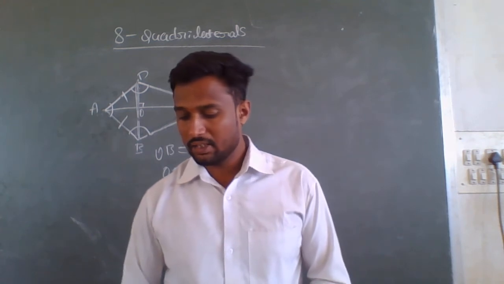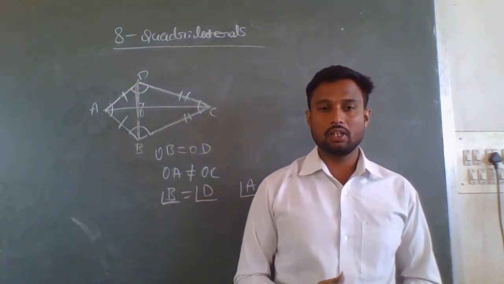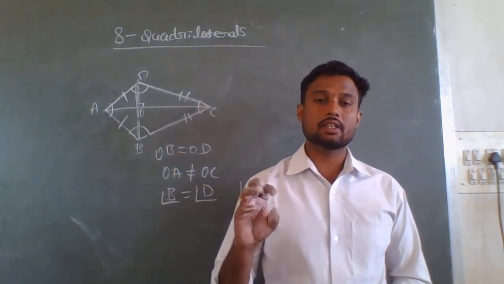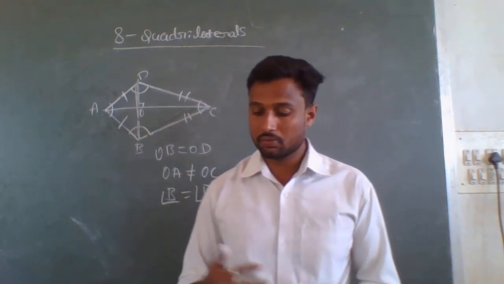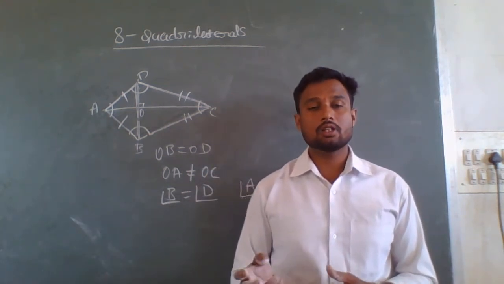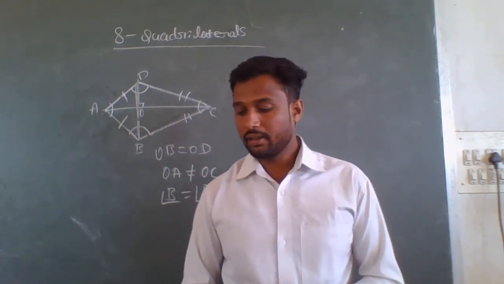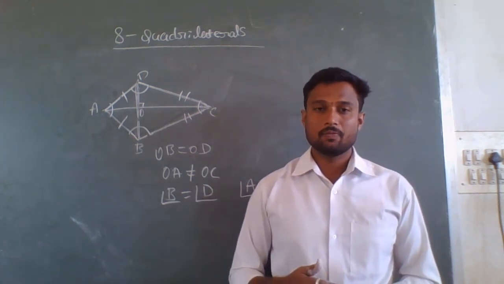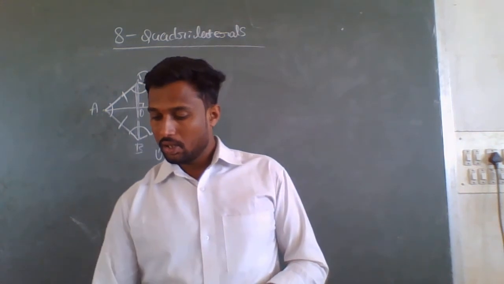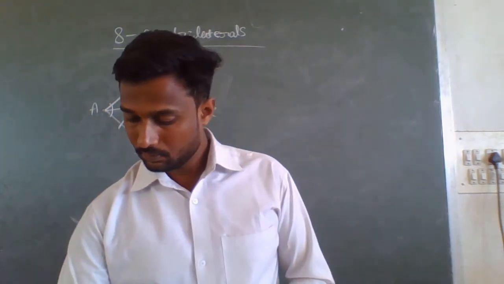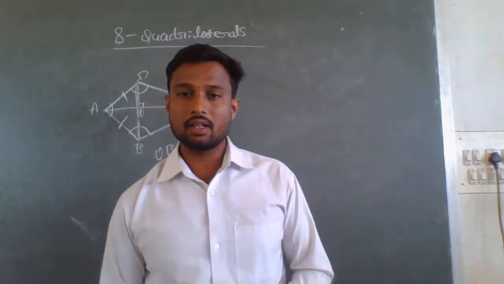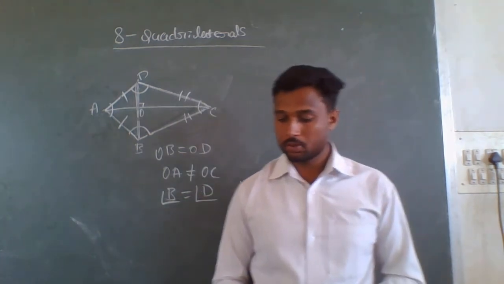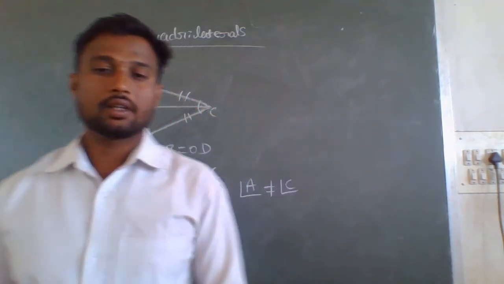Next one is the square. A square is a rectangle only, but here all the sides are equal. The only difference between a square and a rectangle is that all the sides are equal. Other than that, in a square also opposite sides are parallel and equal, diagonals bisect, and all the angles are 90 degrees. This is about the square. And the last one is the kite.